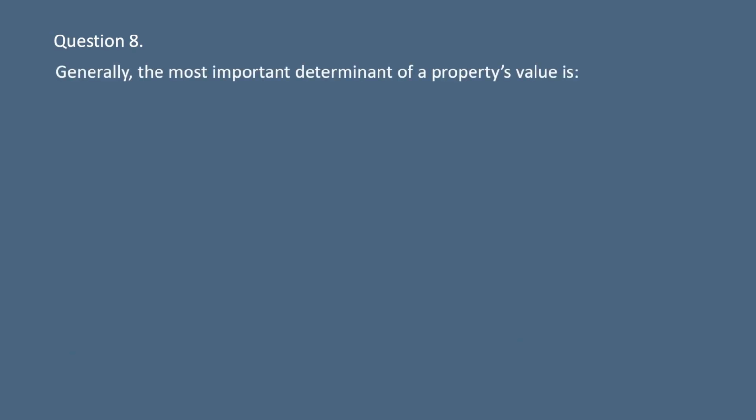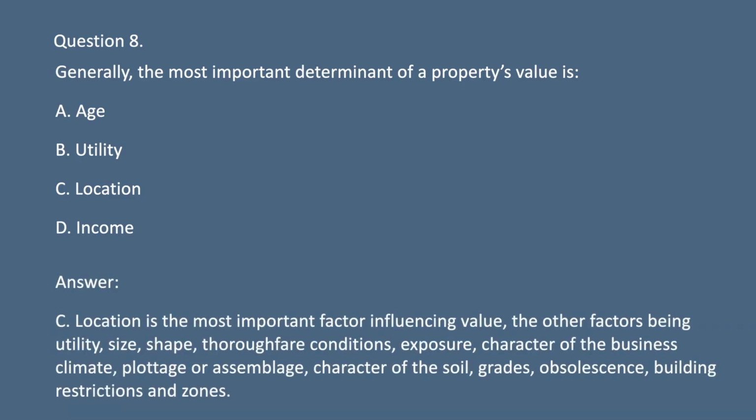Question 8. Generally, the most important determinant of a property's value is A. age. B. utility. C. location. D. income. Answer C. Location is the most important factor influencing value, the other factors being utility, size, shape, thoroughfare conditions, exposure, character of the business climate, plottage or assemblage, character of the soil, grades, obsolescence, building restrictions and zones.